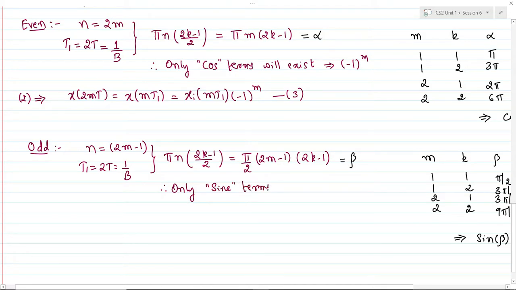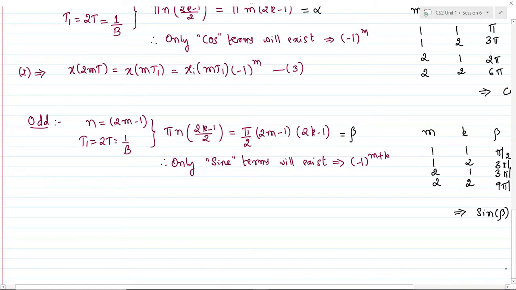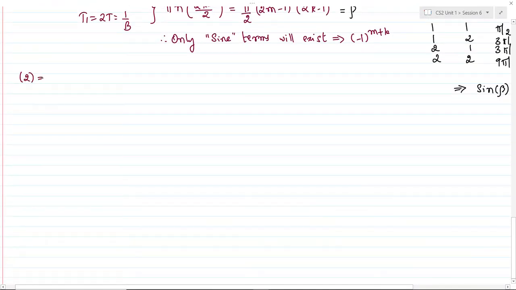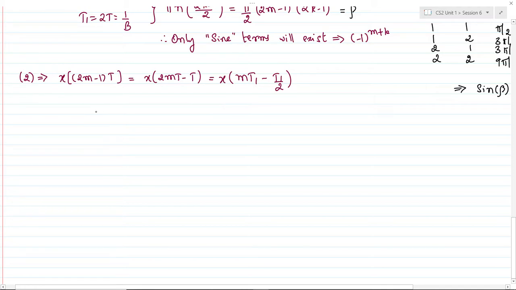So for odd terms, our equation 2, which has all the components, I mean all the samples, even and odd. Just for odd, this can be replaced with (2m minus 1)t, which is nothing but x of 2mt minus t, and we have replaced t by t1 by 2, so this can be replaced as x of mt1 minus t1 by 2 in terms of t1. This implies the odd term (2m minus 1) times t can be written simply as xq times (mt1 minus t1 by 2) times sine of all the arguments, and sine of that argument we have replaced with m plus k. Let's call this equation number 4. So equation 3 and equation 4 represent even samples and odd samples.